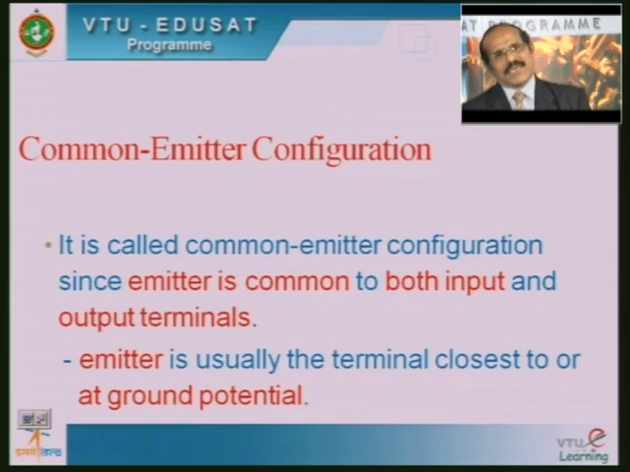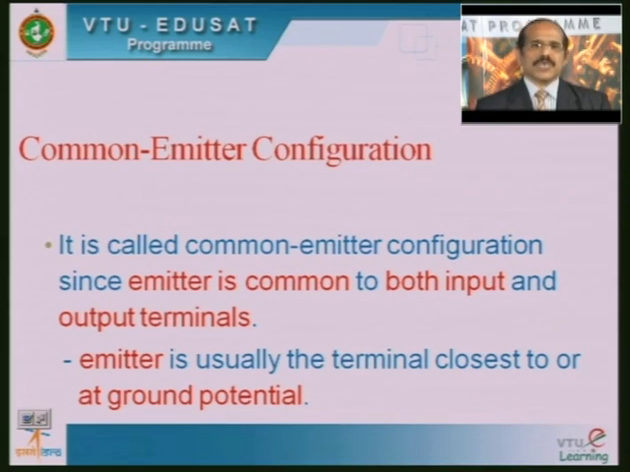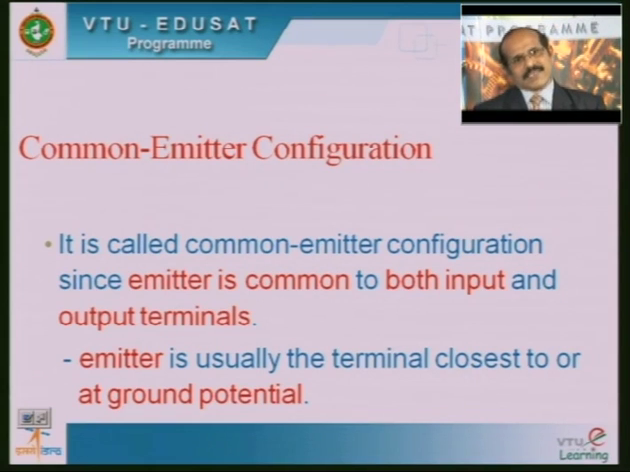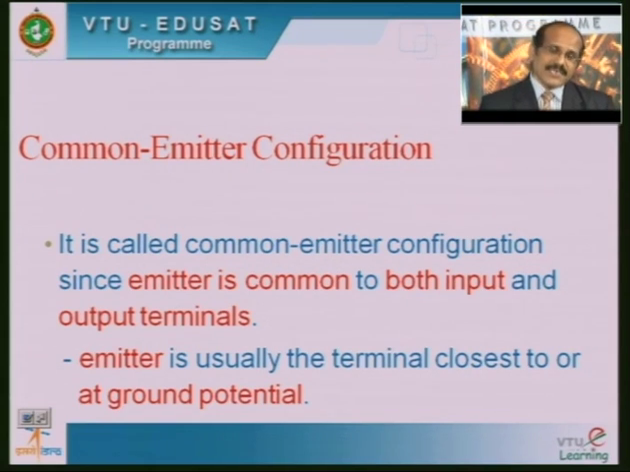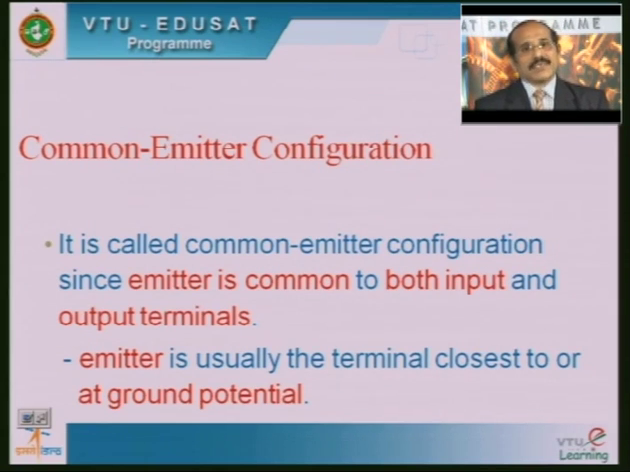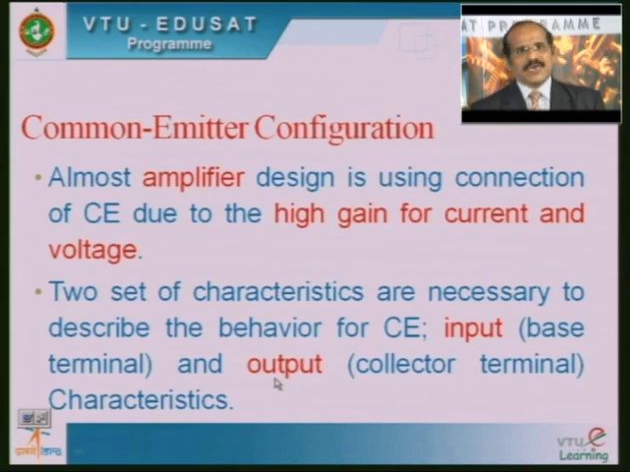As the name indicates, the common emitter configuration is called so because the emitter is common to both input and output terminals. Since it is common emitter, please note that the base acts as the input terminal, whereas the collector acts as the output terminal. And since the emitter is common with reference to both the base and collector terminals, it is called the common emitter configuration. Also, the emitter is usually close to or at the ground potential.